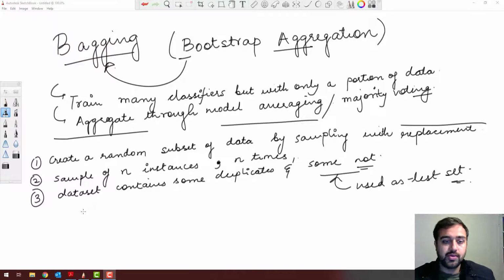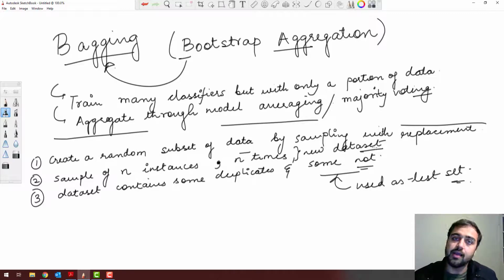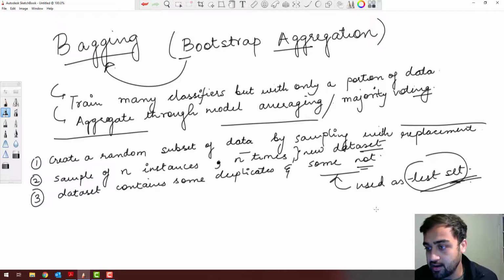To tackle that, what we do is we create a random subset of data by sampling with replacement from the original data set, right? By doing so, we create a sample size of n instances by selecting n times. This becomes our new data set. This new data set might contain some duplicates, and some of the groups that we picked randomly might not be picked. Those sets which are not picked make up our test set, right?